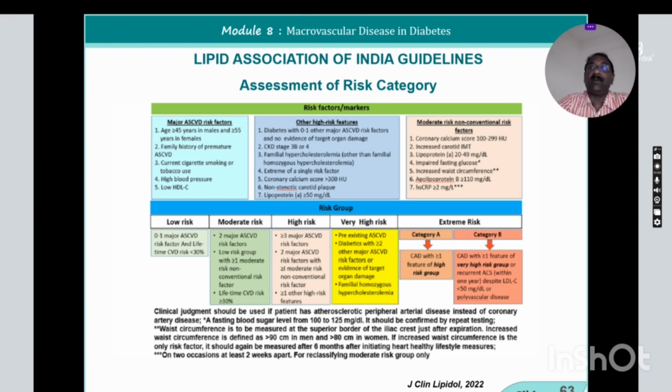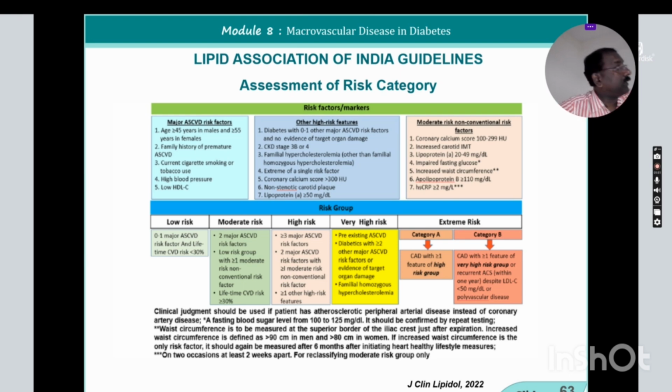The other risk factors: diabetes, CKD, familial hypercholesterolemia, extremes of a single risk factor, coronary calcium score more than 300, non-stenotic carotid plaque, lipoprotein A. So these are other risk factors. Then the moderate risk, non-conventional risk factors: calcium score 100 to 300, increased carotid intima media thickness, lipoproteins, impaired fasting glucose, increased waist circumference, that is obesity, then high sensitive CRP. So those are the risk factors. Most of our diabetics will have those risk factors.